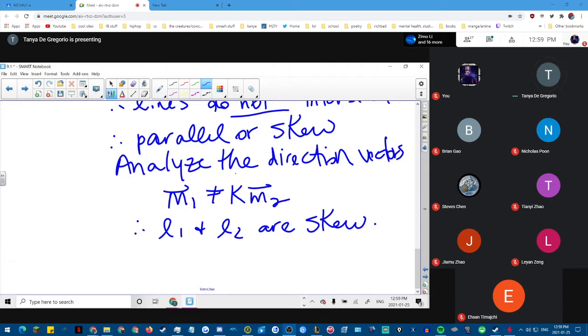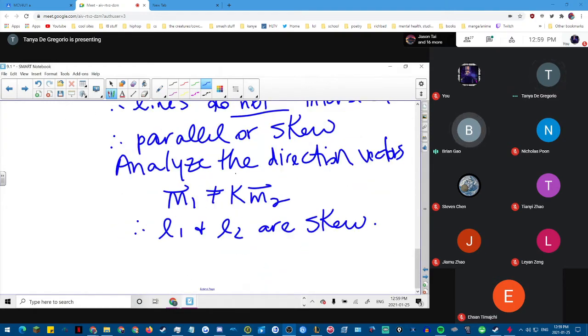Okay? So skew again, guys, means they're not parallel, but they're not crossing. Okay, so they're running in different directions in 3D space, but they don't cross. Okay. Are there any questions?